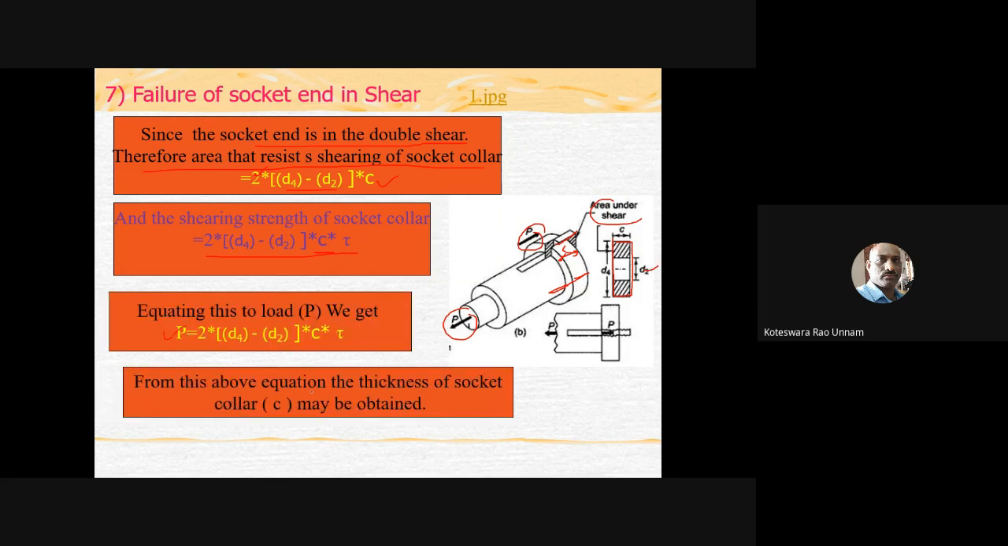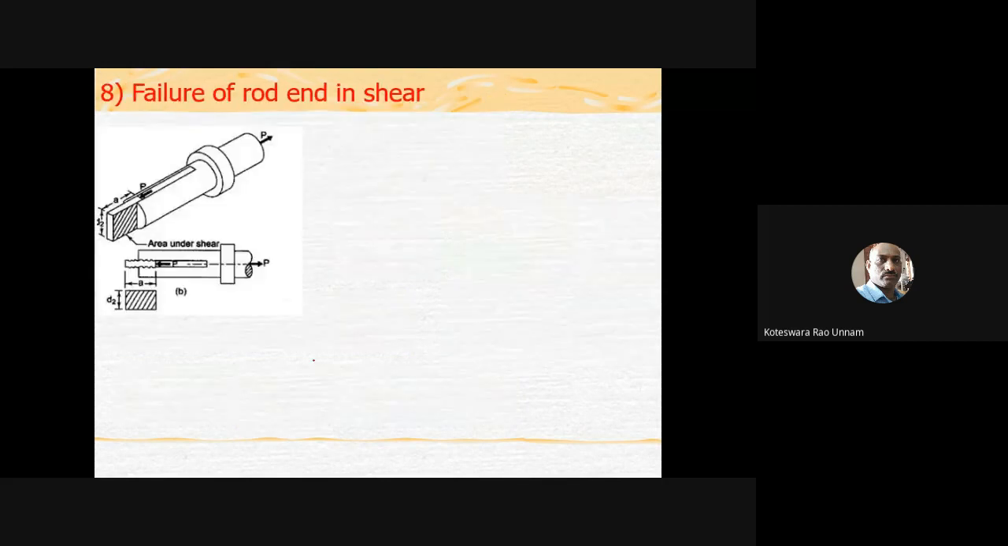So from that, instead of width he is calling it the thickness of the socket collar, C, which will be determined by considering the shearing failure of that socket end. Once I have the C value, then we'll move on to the failure of the rod end.